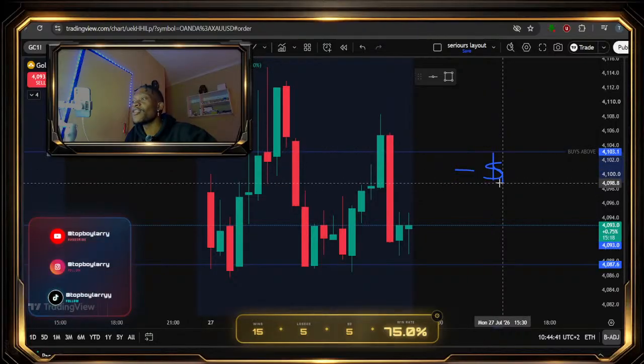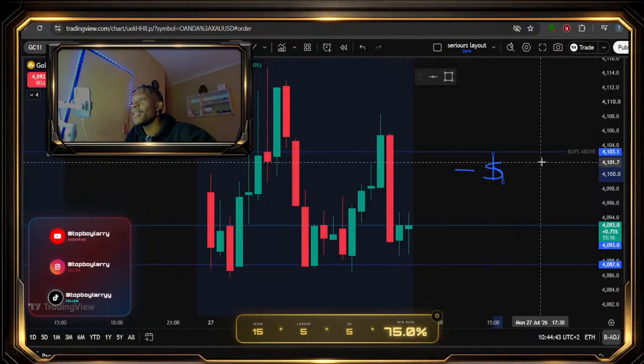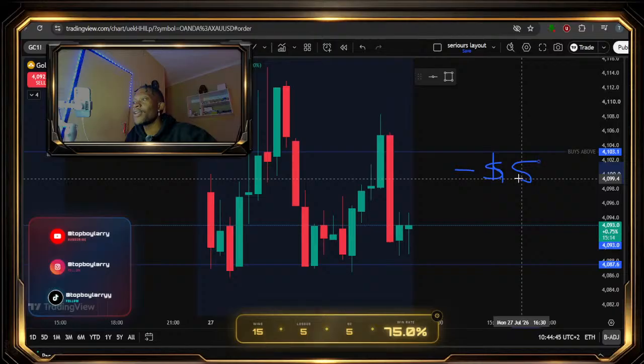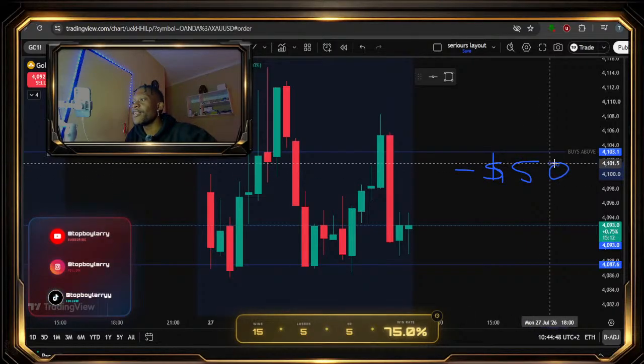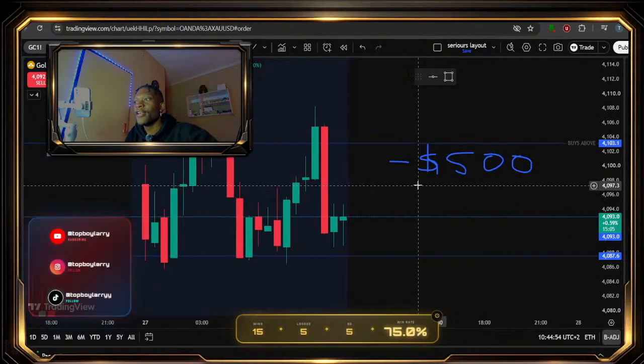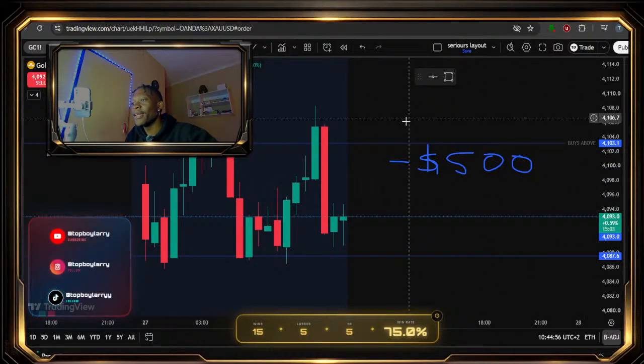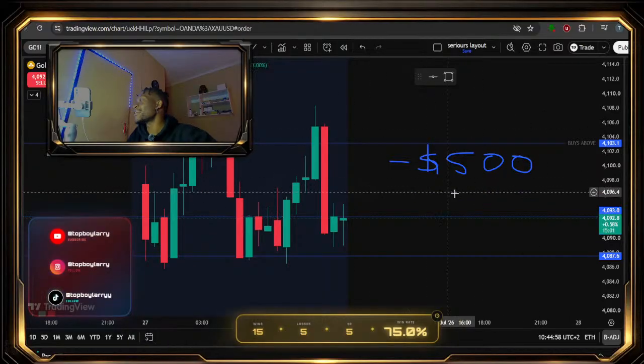Because trading is not all about a strategy. Trading is about mindset, right? You have to drill this in your mind, guys. You have to drill this in your mind each and every single day.